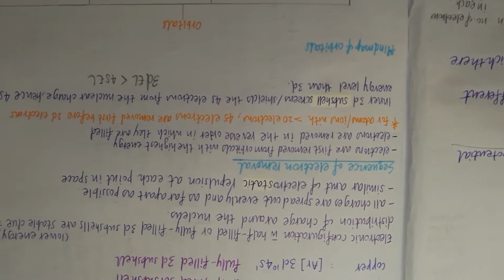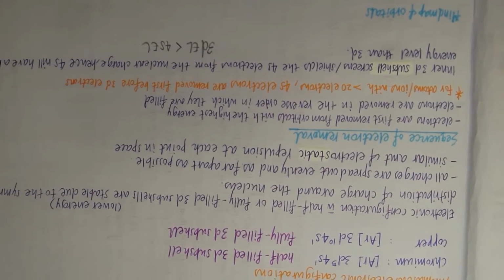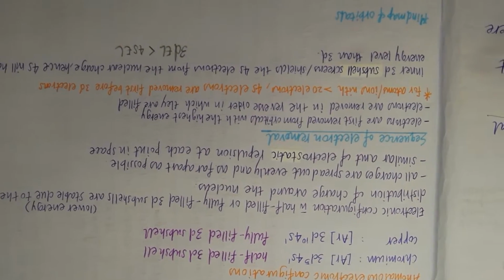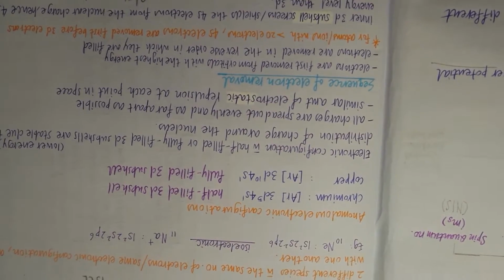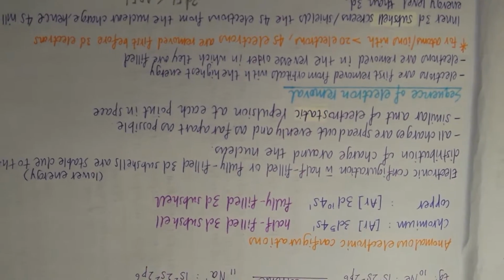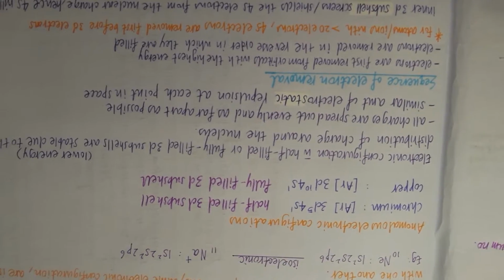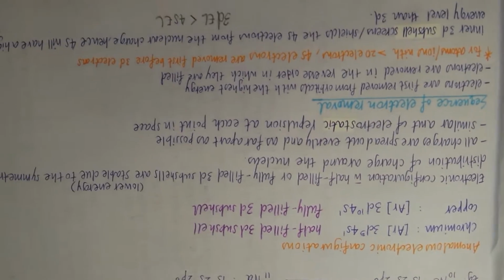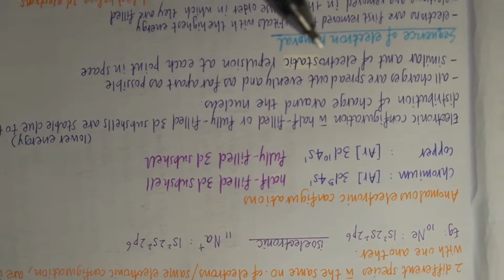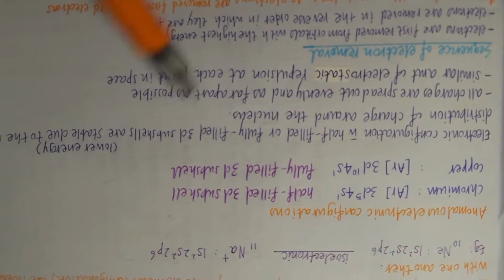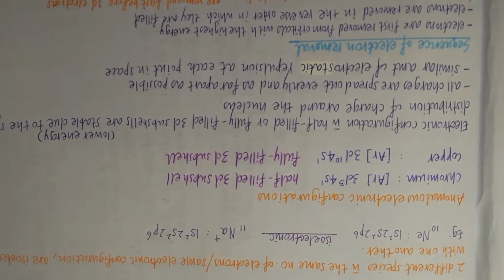But after it is filled, the 4s orbital will be shielded by the fully filled 3d subshell. So therefore the energy now will be higher than the 3d subshell, and therefore it will be removed first. And there are anomalous electronic configurations and other exceptions that you need to take note of.